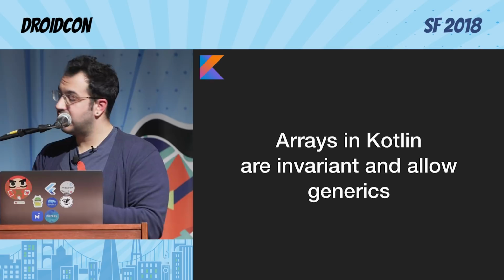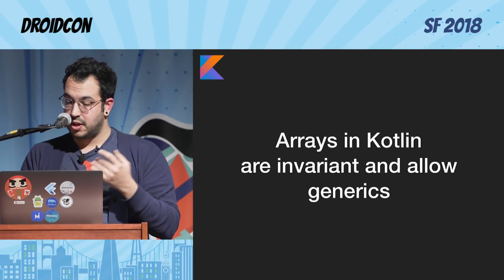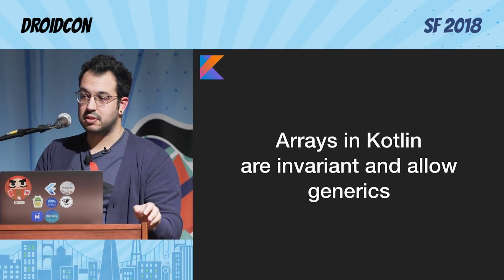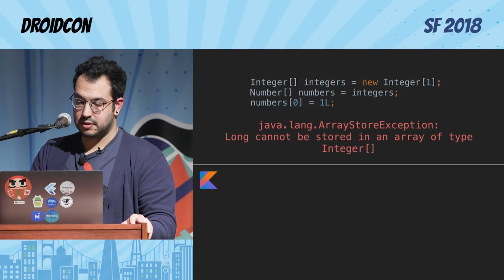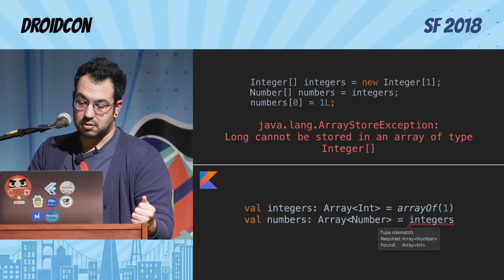But arrays in Kotlin are actually invariant too, and allow generics too. So you can just use arrays in Kotlin too, and it's fine. It's going to work as well as List in Java. This is what it does.